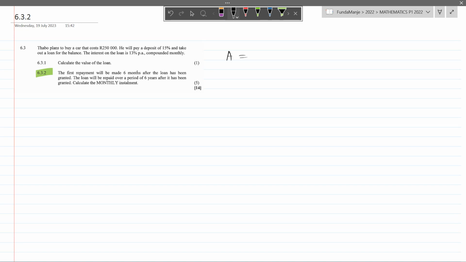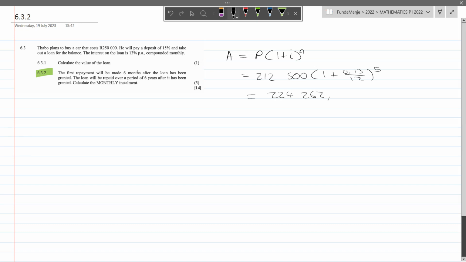So to account for those 5 months that the loan is just gaining interest, we have the formula A equals P times (1 plus i) to the power of n, since it's compounded. P is, well, not 250 but 212,500, times 1 plus the interest, which is 0.13 over 12, to the power of 5. Then put this all in your calculator, and you get 224,262.53.